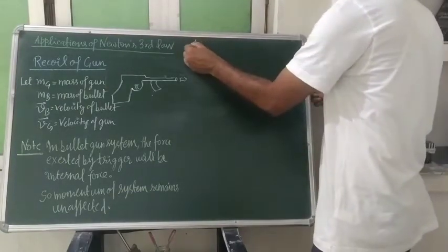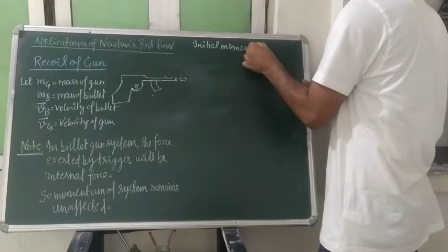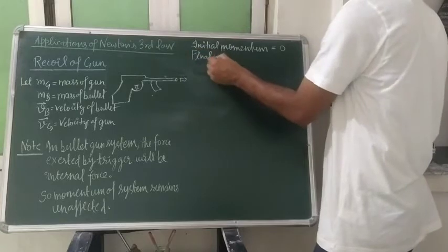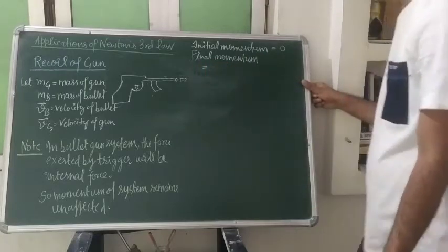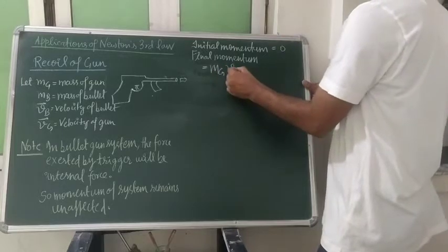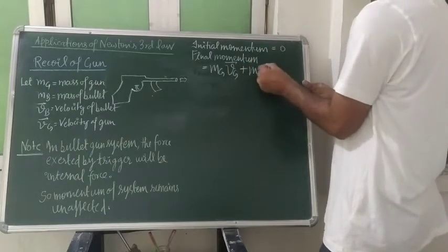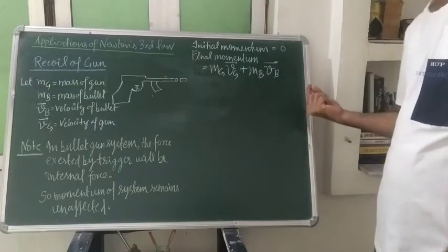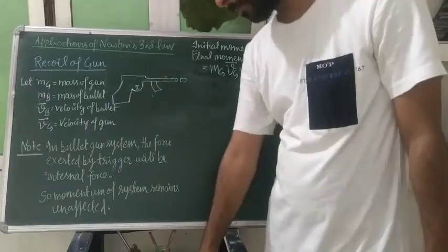We know that our initial momentum was equal to 0, and what can you say about the final momentum? The final momentum will become the mass of the gun times the velocity of the gun plus the mass of the bullet times the velocity of the bullet. That will be our final momentum.